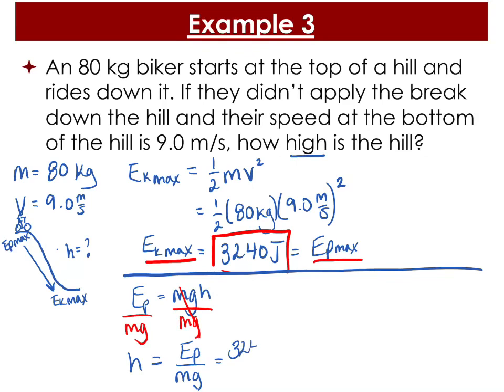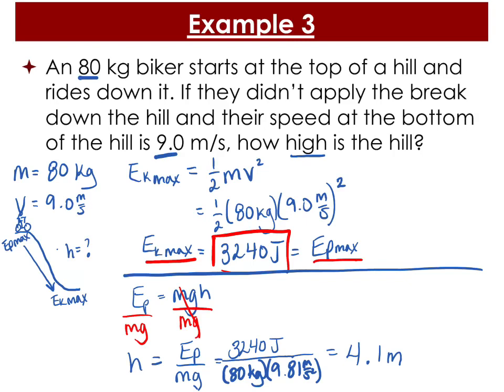So my potential energy is 3,240 joules. And I divide that by my mass, which is 80 kilograms, and 9.81. Okay, so I'm going to do that. Remember to put 80 times 9.81 in brackets. And when you do so, you should get 4.1 meters. And yeah, it is definitely still two significant digits. We have 9.0 there, which is 2, and 80 there, which is 2. Okay, so that's what you got to know.